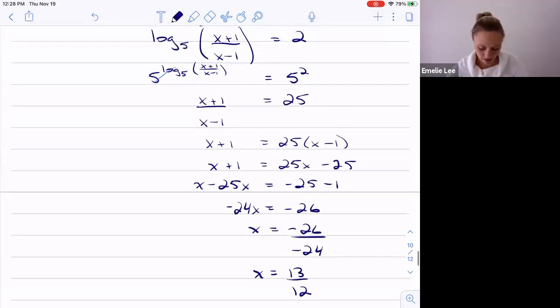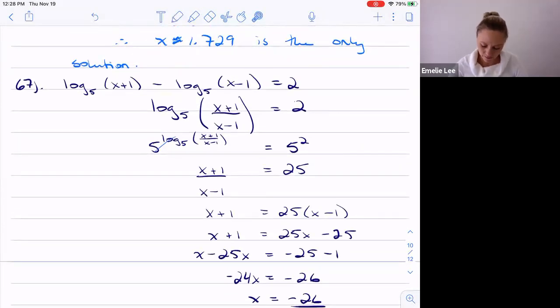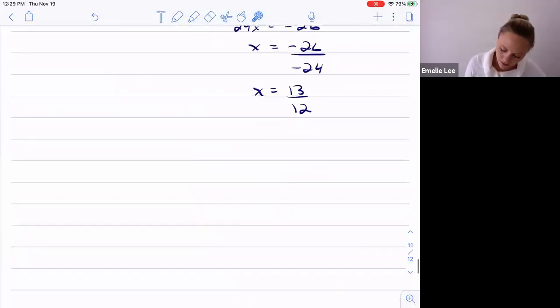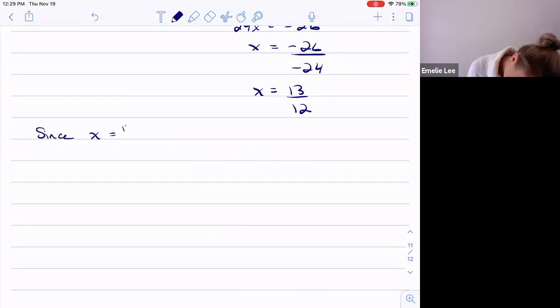Just double check that it goes in the domain. 13 over 12 is positive. So as long as I'm able to subtract 1 and have a positive number, it's in the domain. 13 divided by 12 is roughly 1.083. So this is our solution, since x equals 13 over 12 is in the domain, it is a solution.